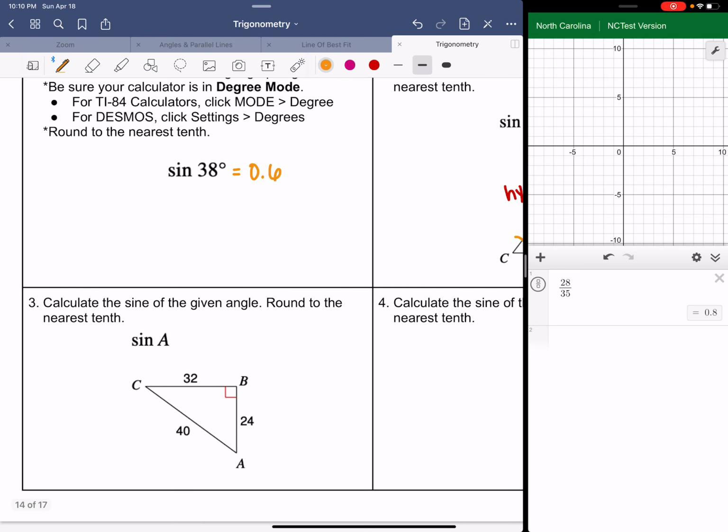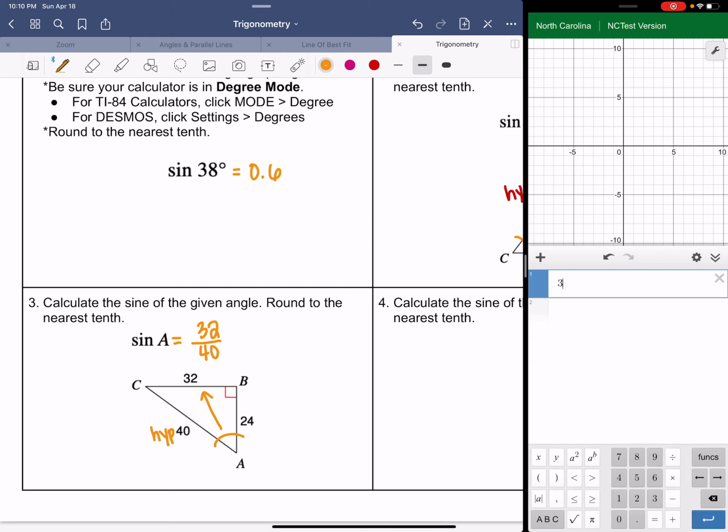Number 3, the sine of angle A. So we're going to look from angle A and see that directly across is 32. So that's the opposite. And the hypotenuse is directly across from the right angle, which is 40. So 32 divided by 40 is also 0.8.